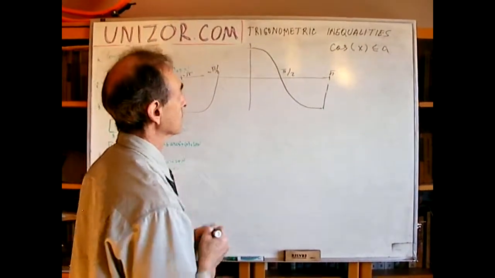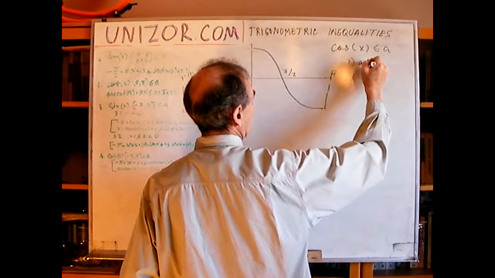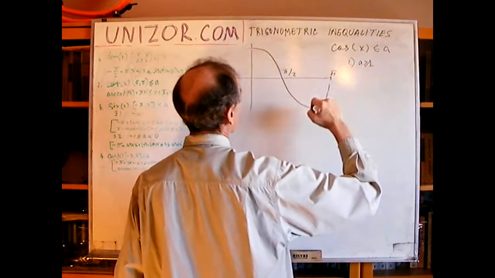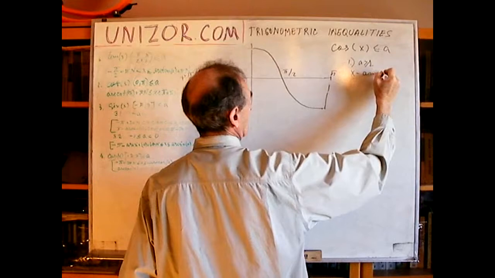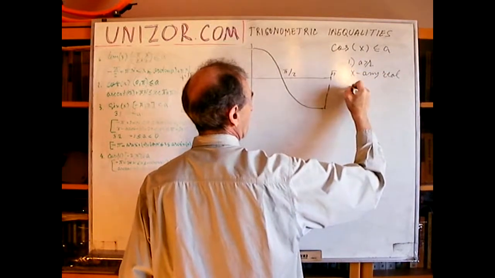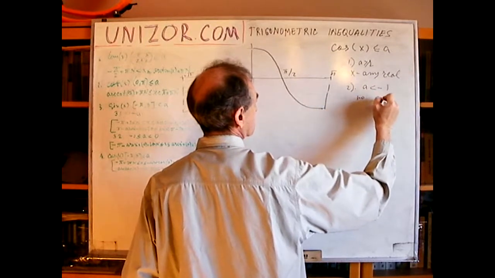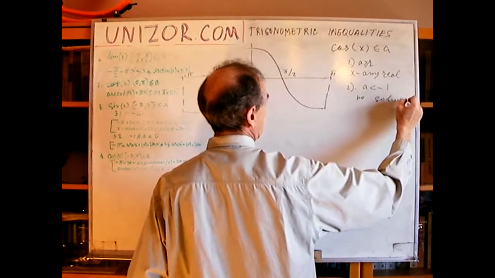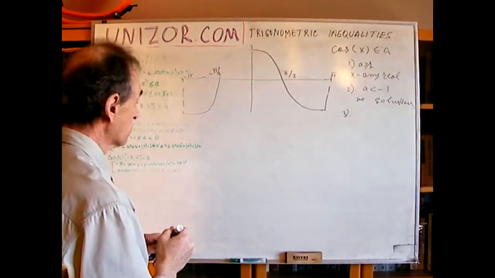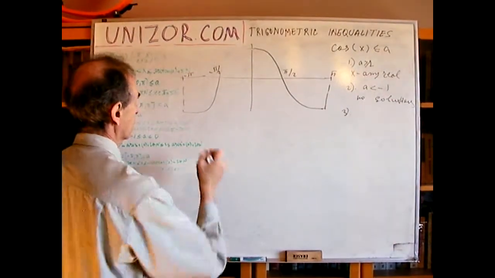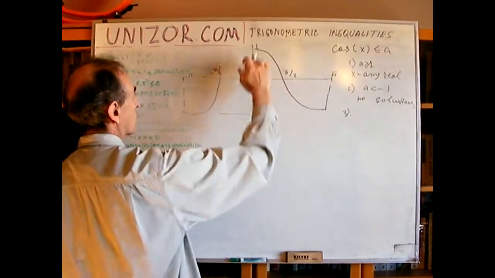If a is greater than 1, actually even equal as well, then x can be any real number. Second, if a is less than minus 1, no solutions. Now, the third case, if a is in between minus 1 and 1. So this is minus 1 and this is 1. So if a is somewhere here.